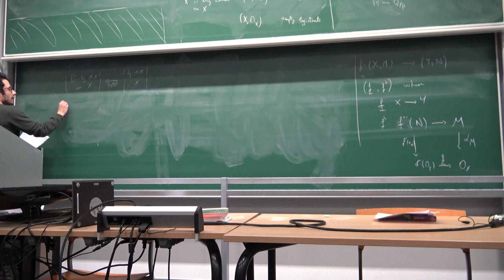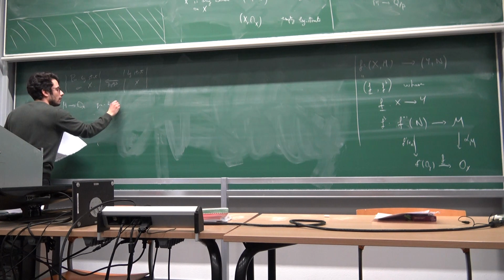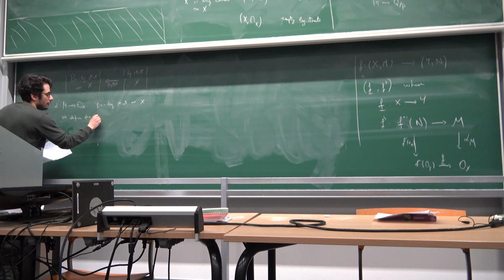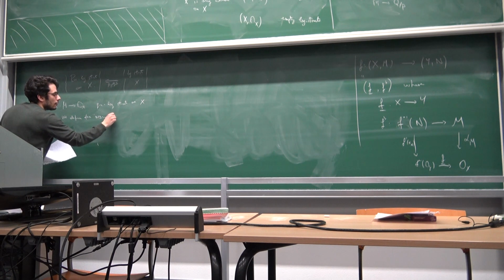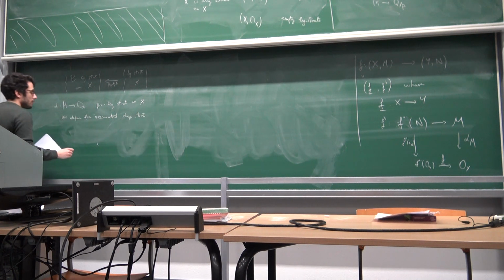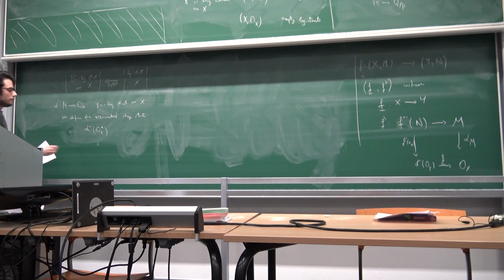But anyway, if M onto OX is a pre-log structure on X, then we define the associated log structure as follows. So we take this diagram, take the preimage of the unit.